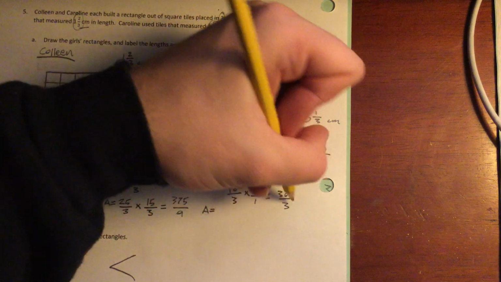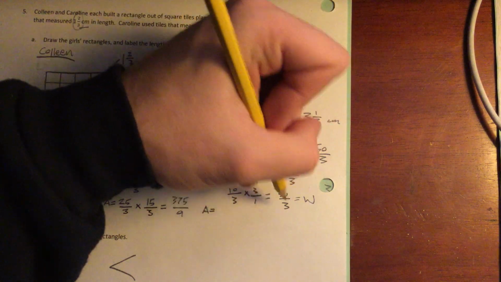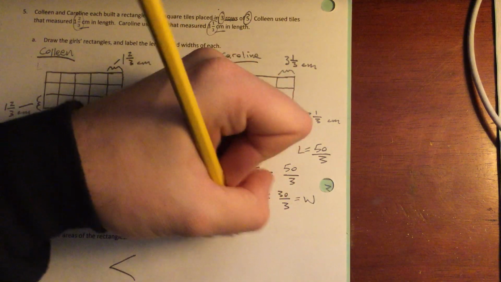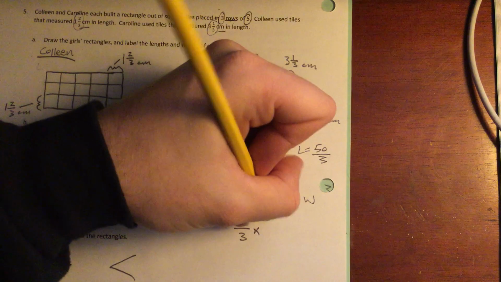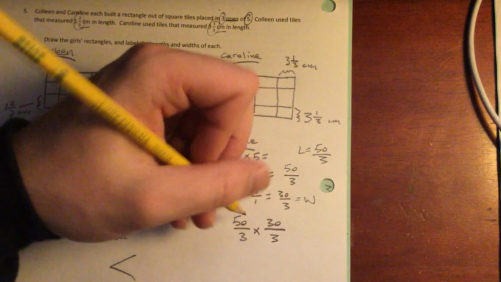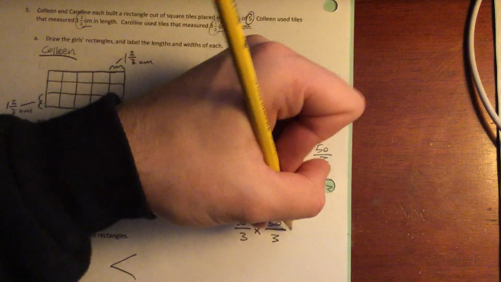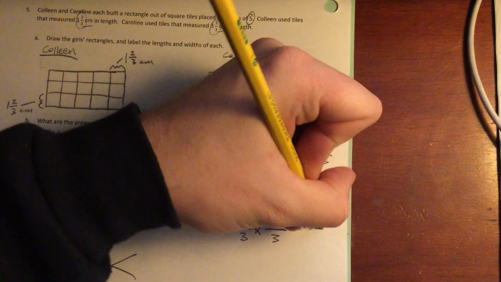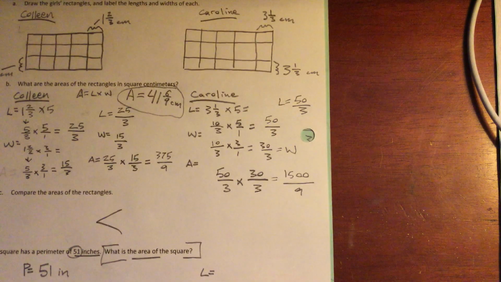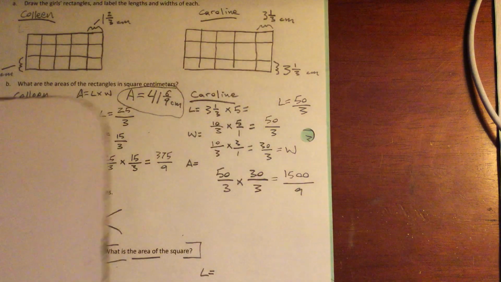Now for area, I just need to take my length, 50 thirds, and multiply it times my width, 30 thirds. I'm going to do my basic fact first. 5 times 3 gives me 15. I have 2 zeros that I'm going to stick on the back to give me 1,500. 3 times 3 is going to give me 9. I could leave this answer like this, but I am going to turn that back into a mixed number. I'm going to erase my board. I'm going to do 1,500 divided by 9.